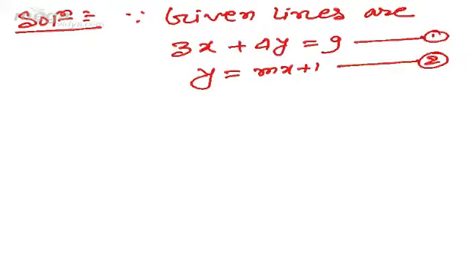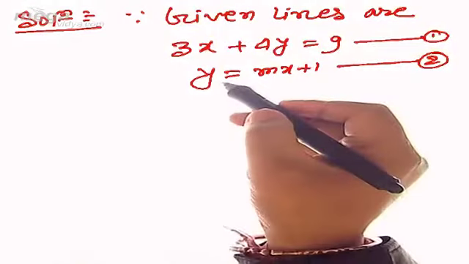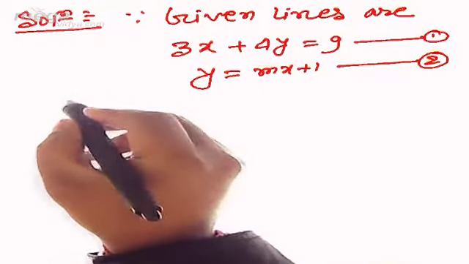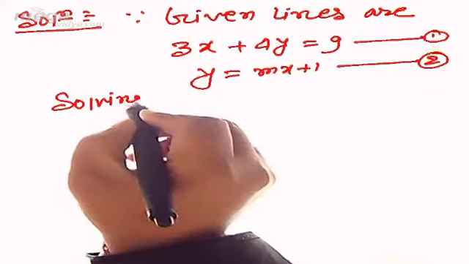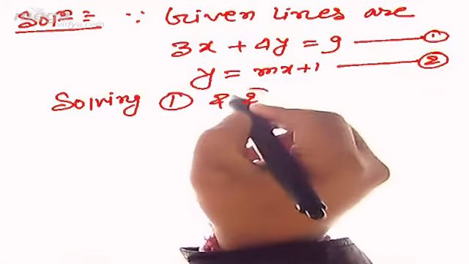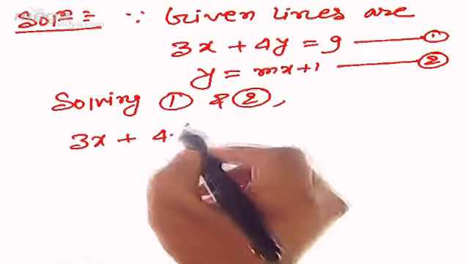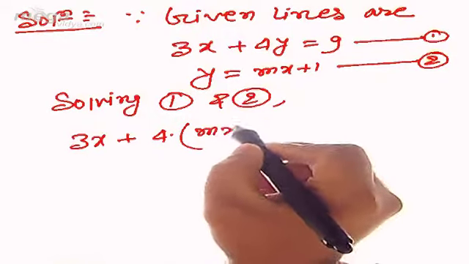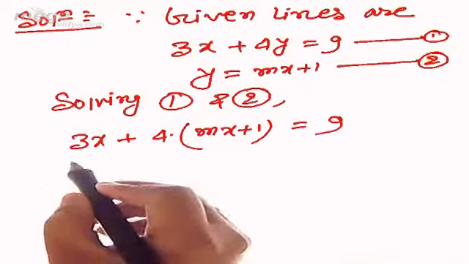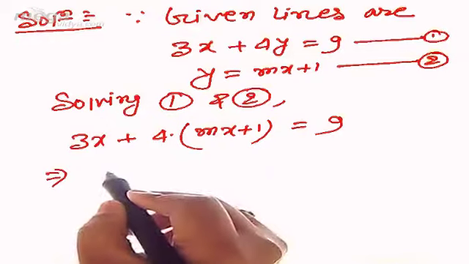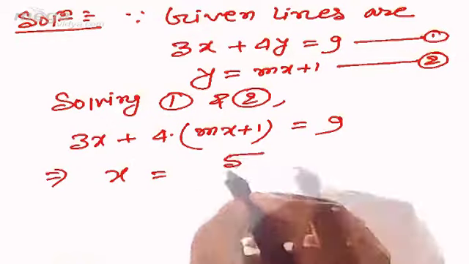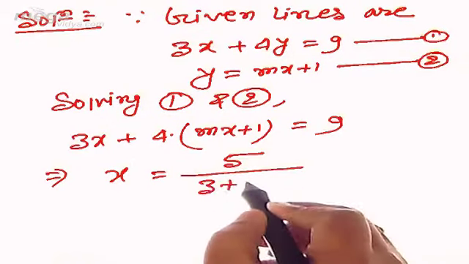Now you have to solve these two equations because the condition is on the x coordinate. So we will just find the x coordinate. See, from the second equation we will put y in the first. So I'm writing here, solving 1 and 2, it becomes 3x plus 4 into mx plus 1 is equal to 9. And by solving this, we will find the value of x. So it comes to x equal to 5 upon 3 plus 4m.